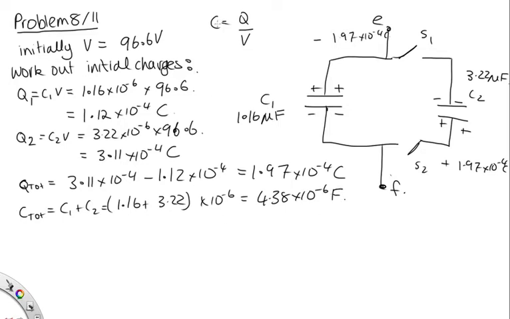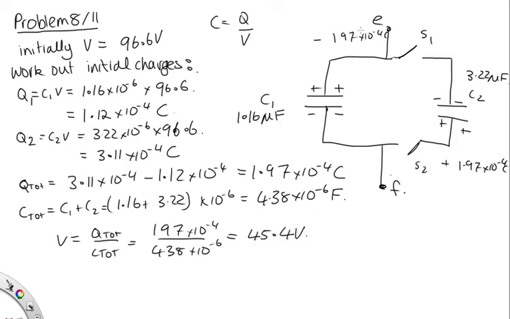Okay, so we've got C and we've got Q, so we can get V. V is equal to Q total over C total, which is 1.97 times 10 to the minus 4 over 4.38 times 10 to the minus 6. And so solving that, we get 45.4 volts. So remember, E will be negative and F will be positive.